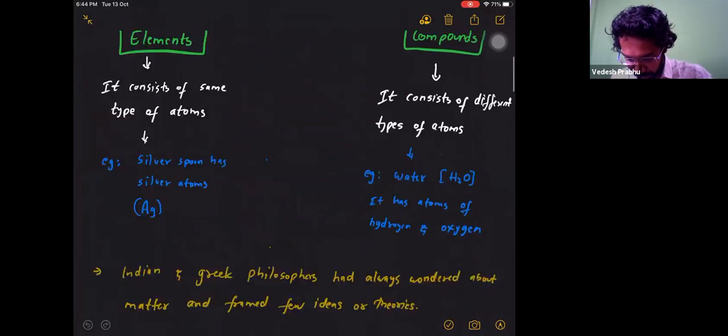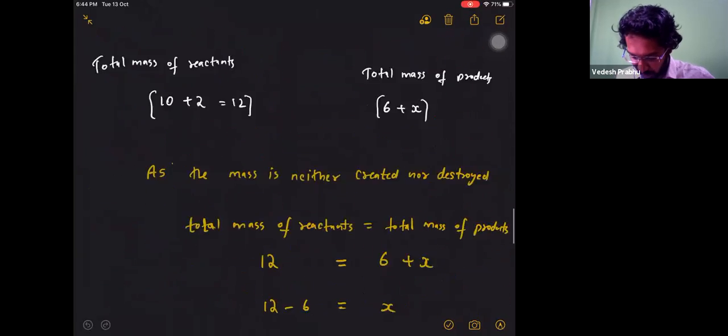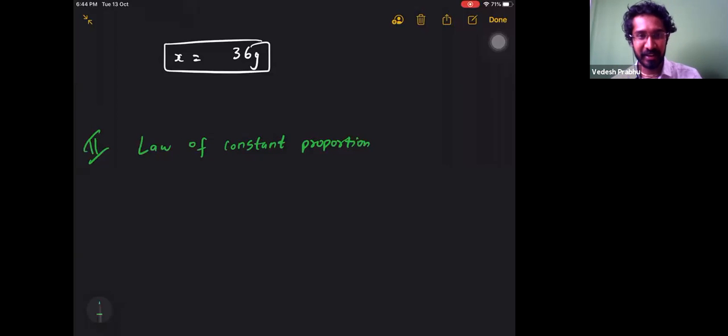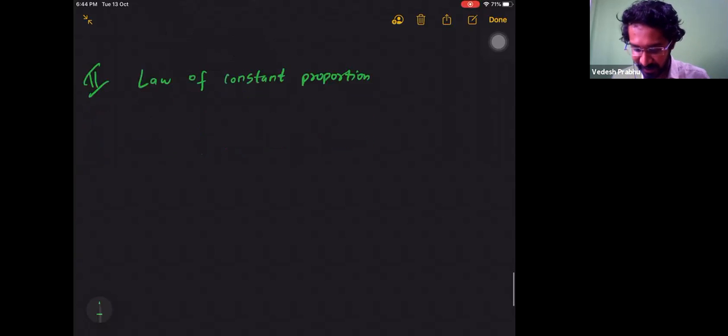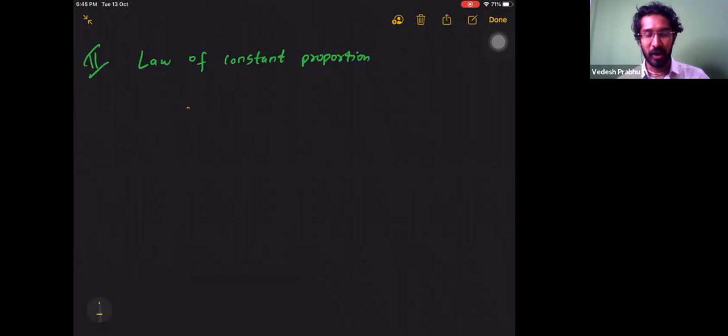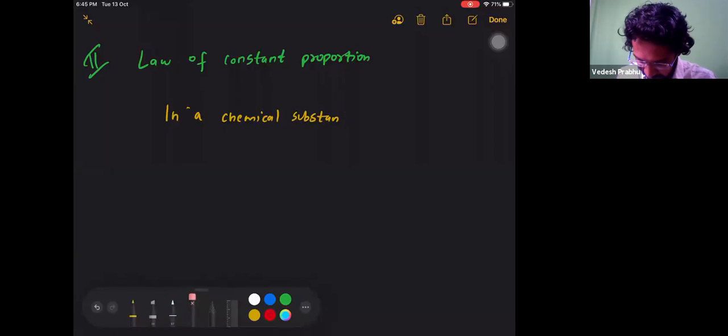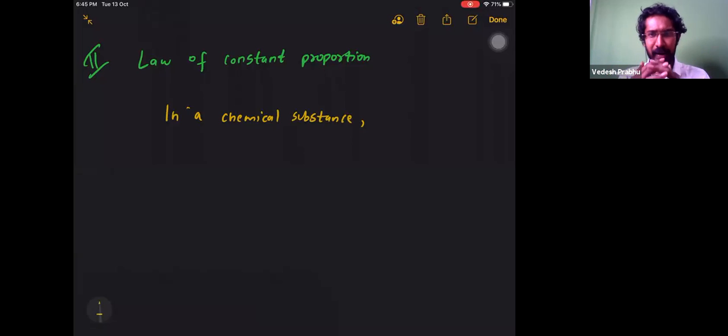So I'll just mention the second law, that is the law of constant proportion. So what is this law of constant proportion? As the name indicates, you must have got a clue. But if you did not understand, no problem. In tomorrow's class we'll discuss in detail the second law of chemical combination, the law of constant proportion. It says that in a chemical substance, the elements combine in a definite ratio or in a definite proportion. What is the meaning of the statement? We'll see in tomorrow's class.